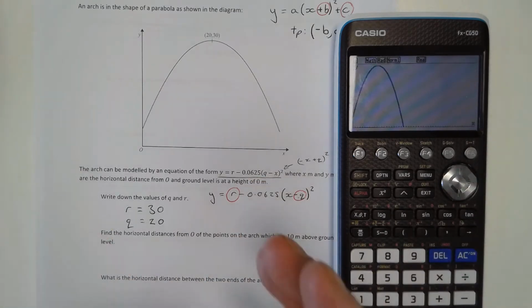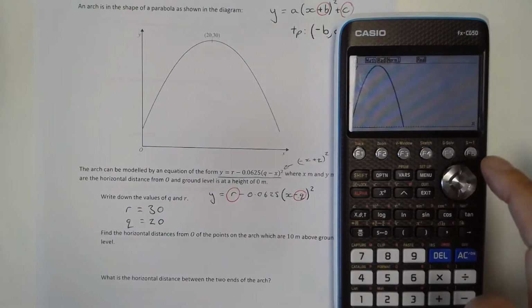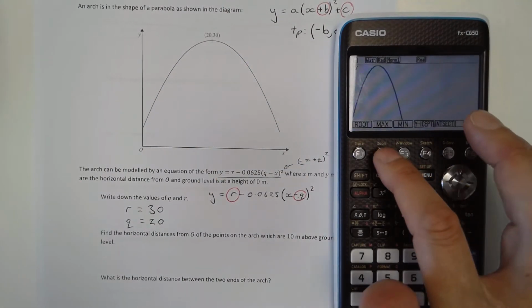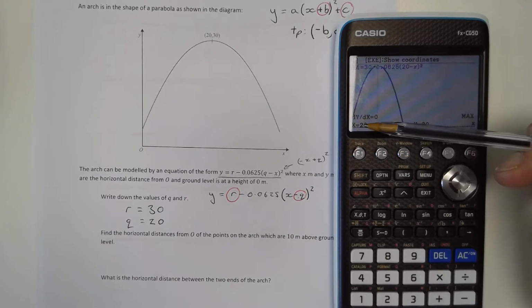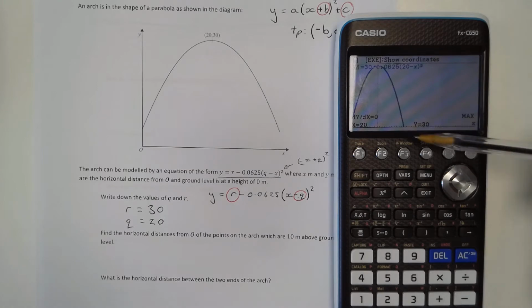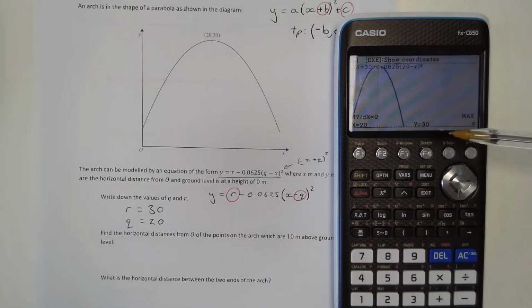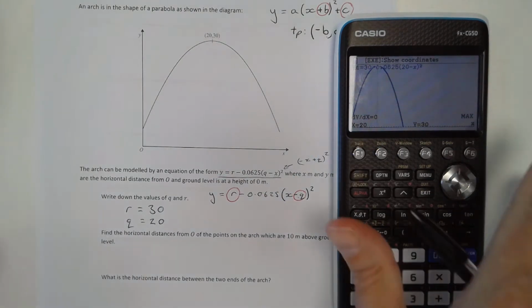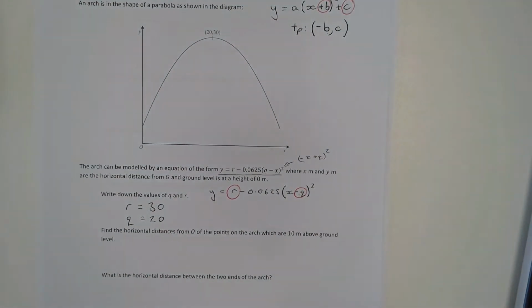Okay, so I've got the curve. It might not quite look like that, so you might need to adjust your V-window to make it look nice, and I'm going to do G-solve and max, and I can see that my maximum point is 20, 30, which is what I was looking for. So those values seem correct. Okay, so that's a nice little check you can do.